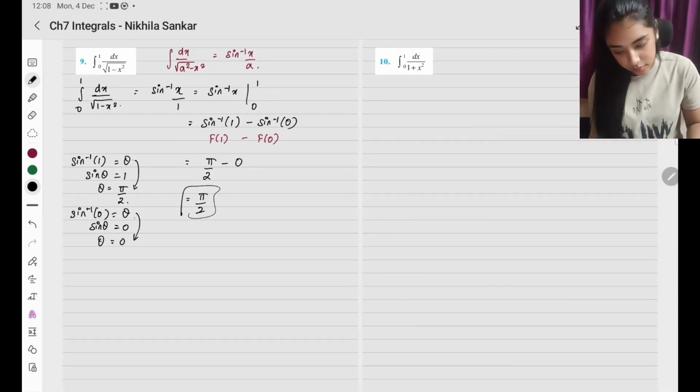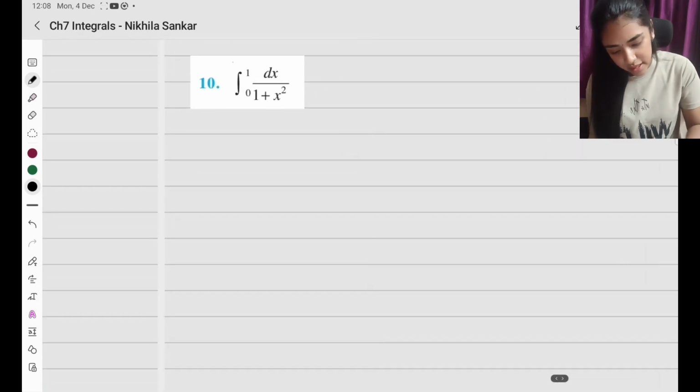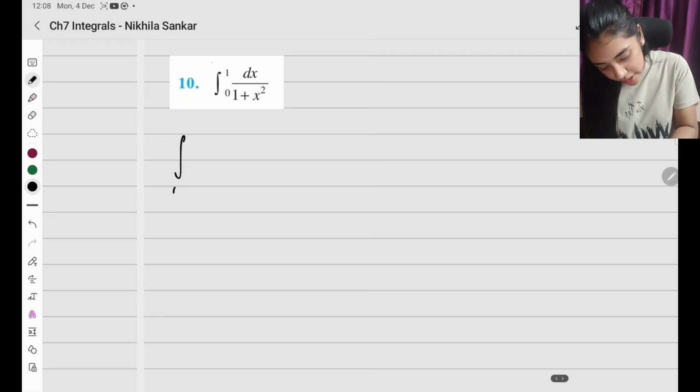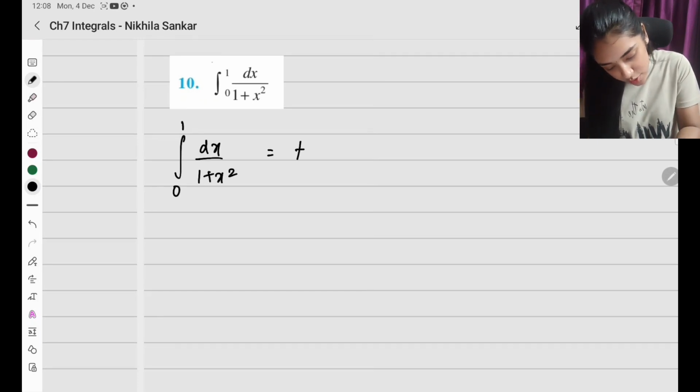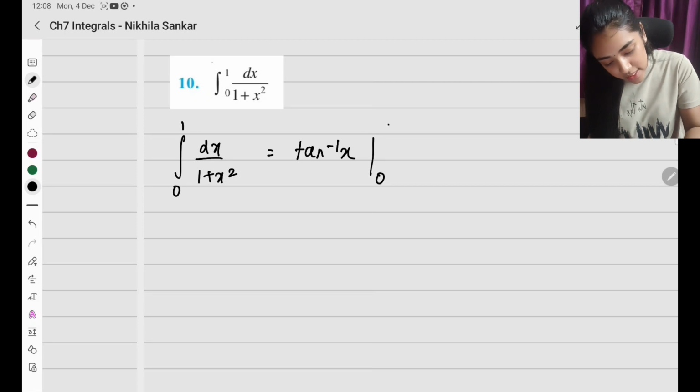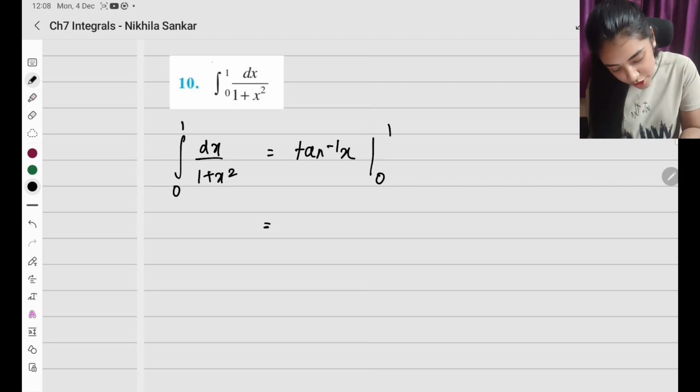Okay? Now, question number 10. dx divided by 1 plus x square. This is also easy for us. So, you have integral from 0 to 1 dx divided by 1 plus x square, which is going to be tan inverse of x by a. But here the value of a is 1. Now, I have to apply 0 and 1. What happens when I substitute? It is going to be tan inverse of 1 minus tan inverse of 0.